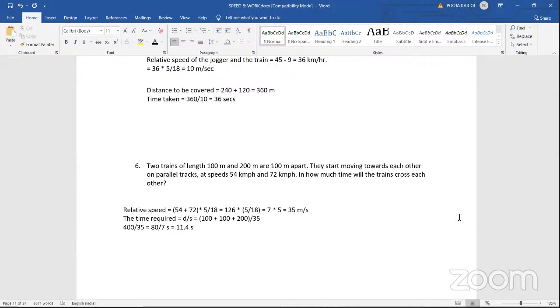Okay. Any doubt? No, ma'am. Ma'am, why did we take 100 two times? Because they're saying the train length is 100 meter and 200, but they're 100 meters apart. Okay, so we take the additional ones.